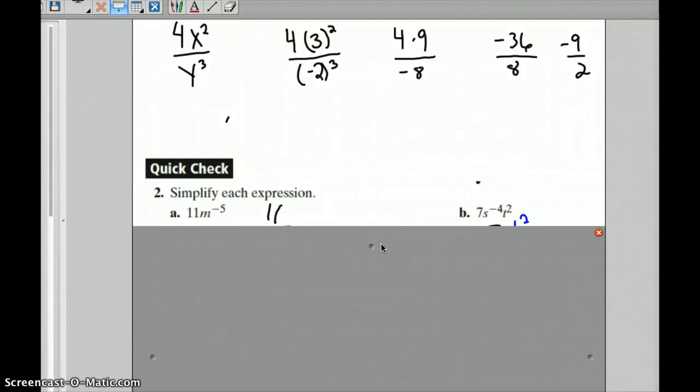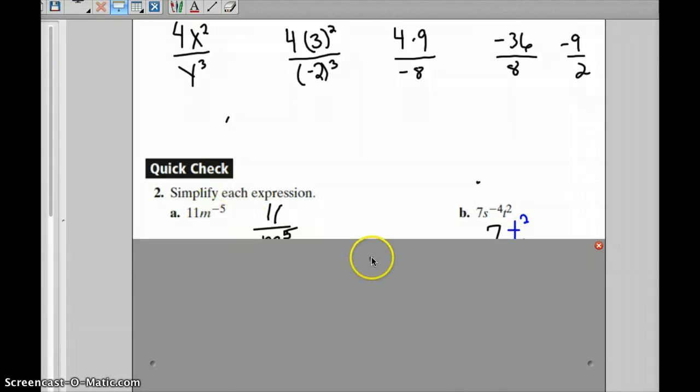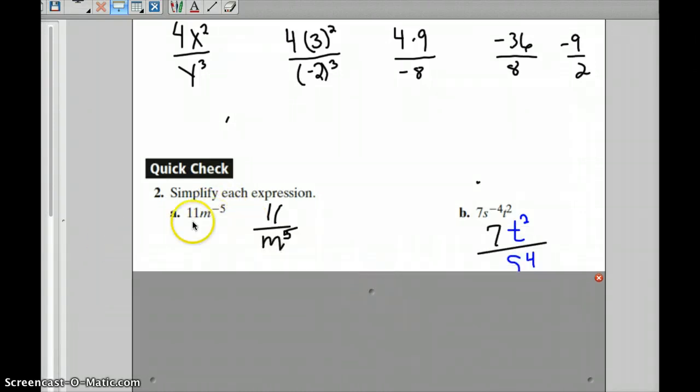Here's the quick check, 2a. So notice we have 11m to the negative 5. So my first step is going to be to get rid of that negative exponent. Now the 11 is not to the negative 5, only what is directly in front of that exponent. So in this case, it's just the m. So the m to the 5th comes down. The 11 stays in the numerator because it doesn't have a negative exponent.